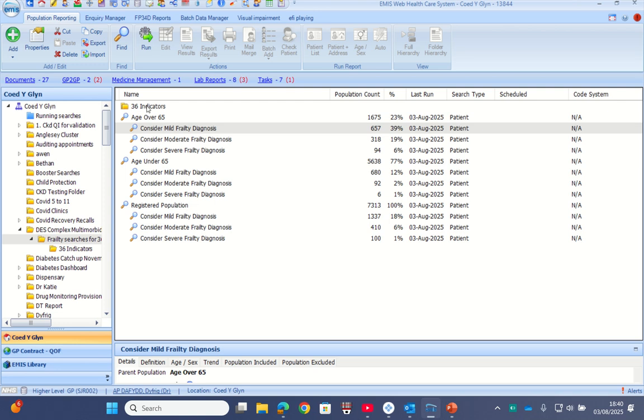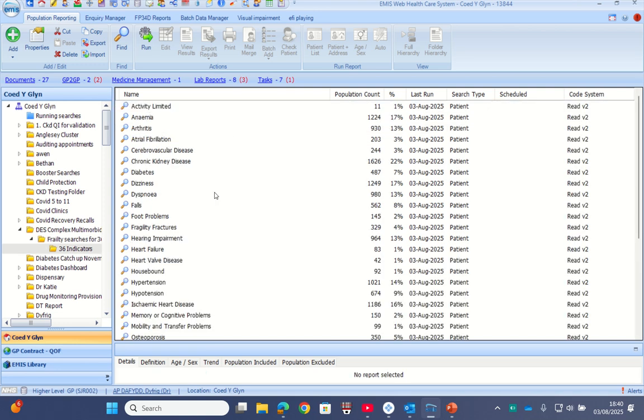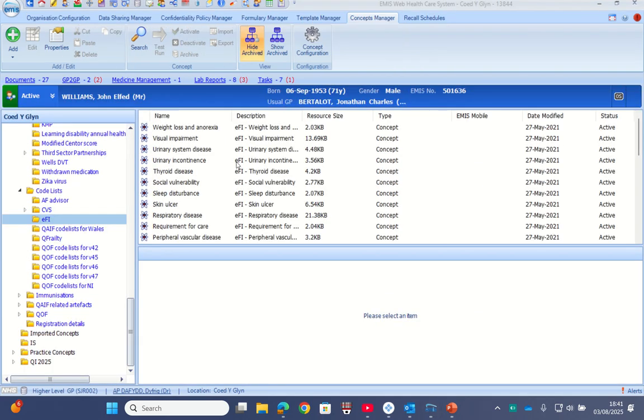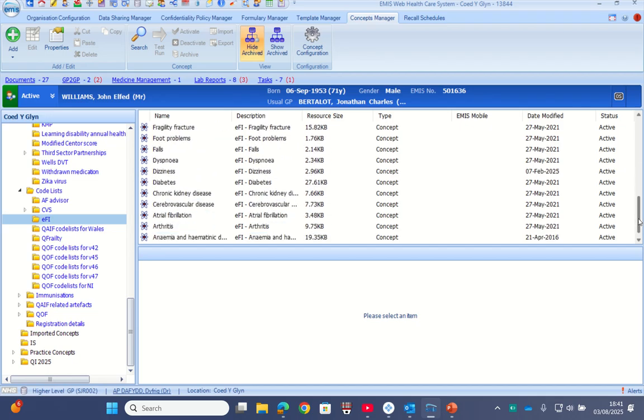So what we've done is we've created a search for each of the 36 indicators the EFI tool uses. If I show what I mean by that, every time you run an EFI score, it's scoring for whether a patient has one of weight loss, visual impairments, urinary system disease, etc. So there's 36 concepts here that look for various codes, and there's a few extra calculators in there to look for things like anemia or EGFRs without a code, for example.